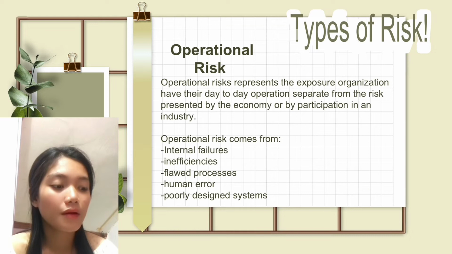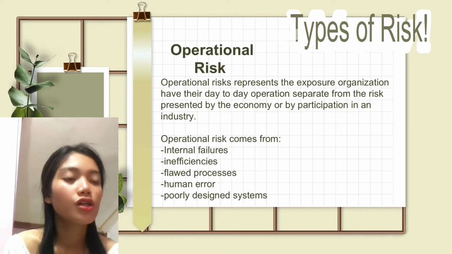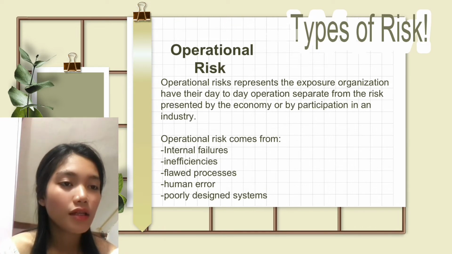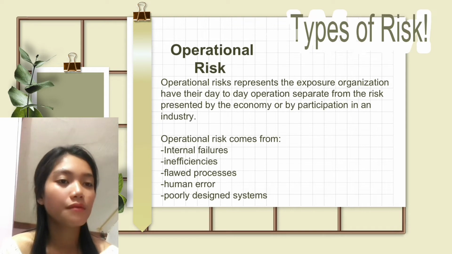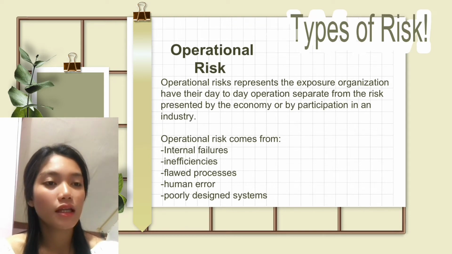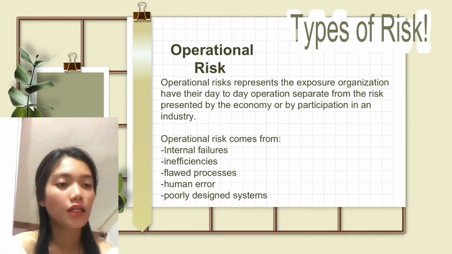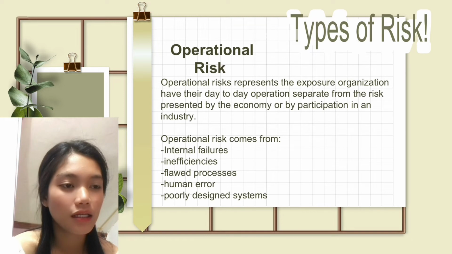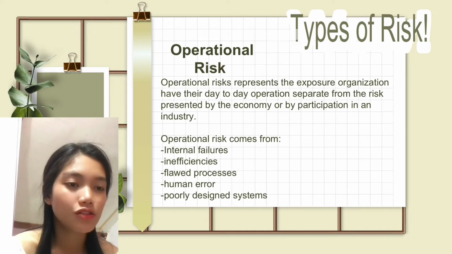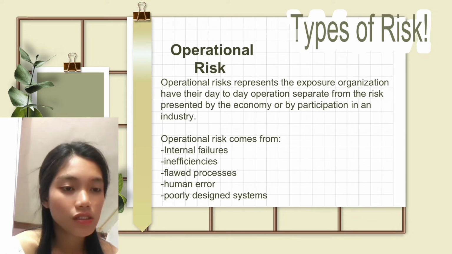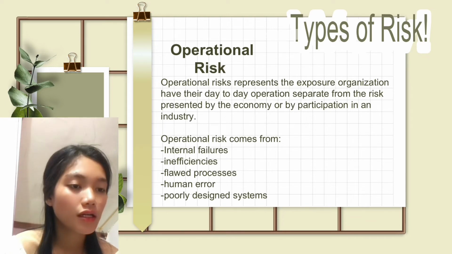The next will be the operational risk. Operational risk represents the exposure of an organization to risk in their day-to-day operations, separate from the risk presented by the economy or by participation in an industry. These are the risks that materially affect an organization due to many reasons, like the prospect of loss resulting from inadequate or failed procedures for internal affairs of an organization. Then we have systems or the policies. Then also we have the employees' errors, system failures, fraud, and other criminal activities.